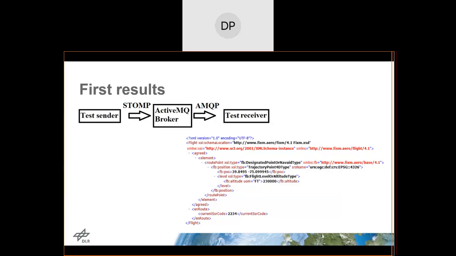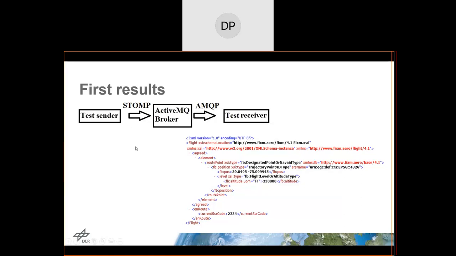But to be prepared for what I showed some slides before, to benefit from the translation protocol capabilities, I did first tests with a test sender, sending this kind of message structure. It is a system-wide information management compliance system data structure here. And it sends this via the STOMP protocol, the Simple Text-Oriented Message Protocol, to an ActiveMQ broker, and the ActiveMQ broker translates it to AMQP, and the test receiver receives AMQP.